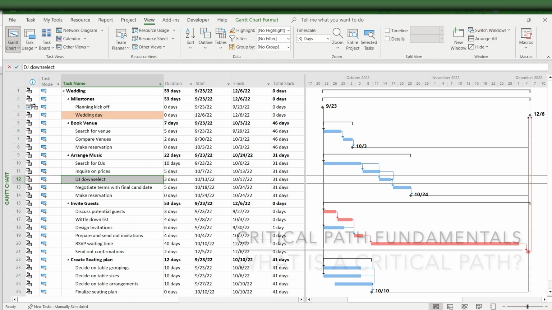How's it going, everyone? So in this video, I'm going to talk about the basics of what a critical path is and why it's important. This is the first in a series of videos concerning the critical path, and this first video is just going to give you a very high-level introduction. So let's dive in. So what is a critical path?